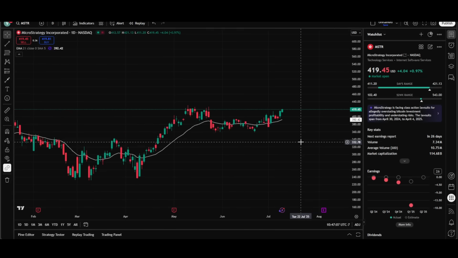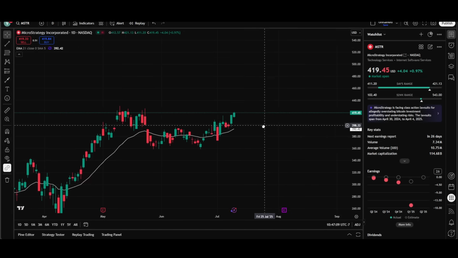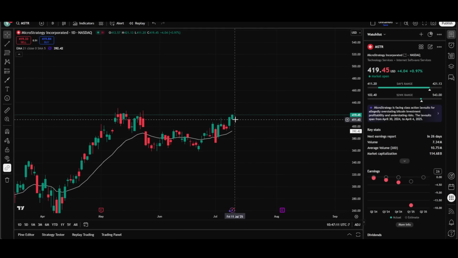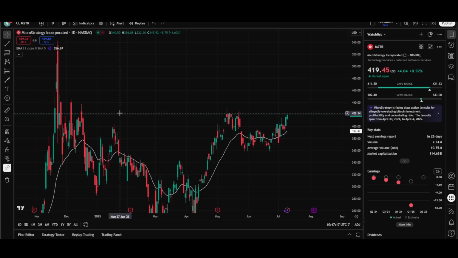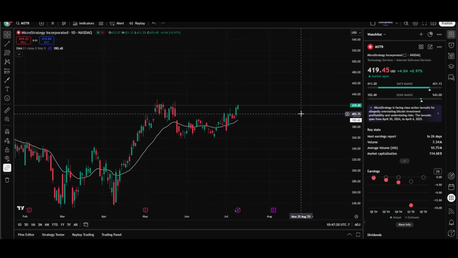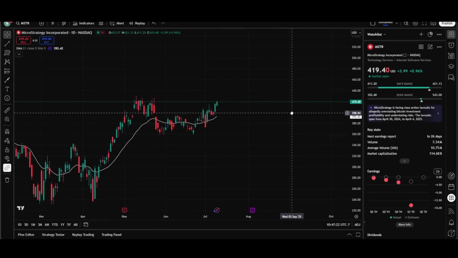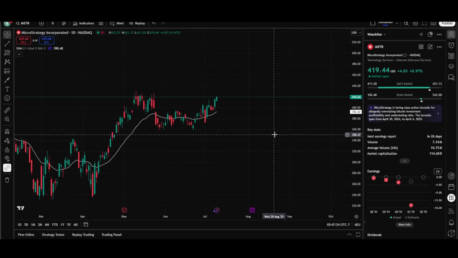So, looks like we're seeing a nice day today for MSTR, almost a 1% gain, but it's near this prior high of about 420s. Looks like it's bound to break it anytime now, maybe today, maybe sometime this week, because Bitcoin is also pumping higher to new all-time highs.